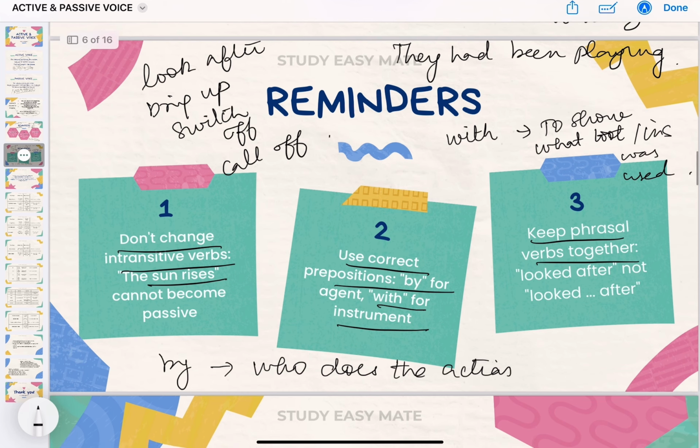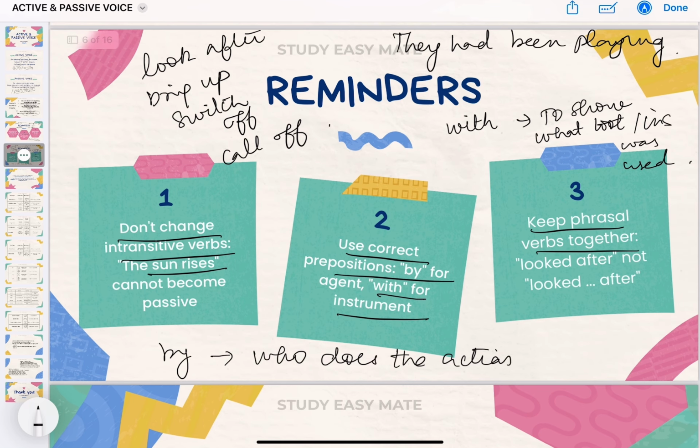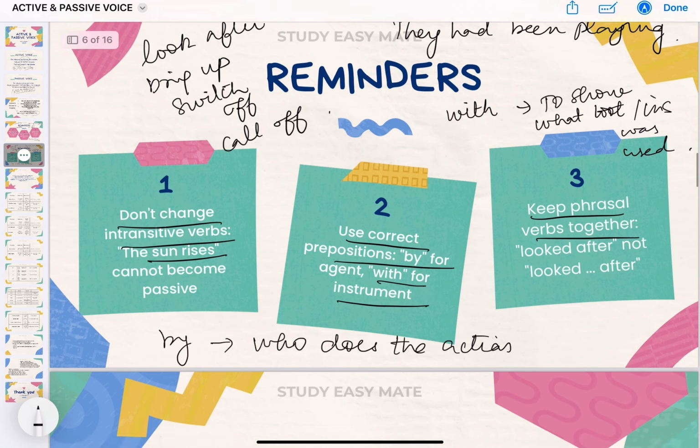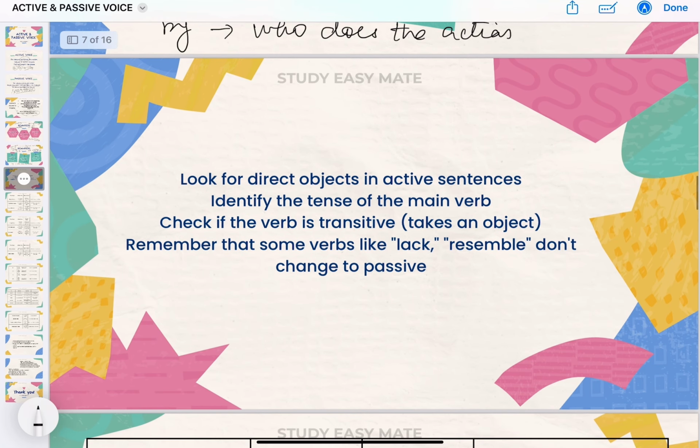Okay. And for "by" and "with," I can give you an example like "a dog bit him." "He was bitten by a dog." "Grandparents brought up the child." "The child was brought up by the grandparents," for example. So these are the ways you will have to change the sentence.